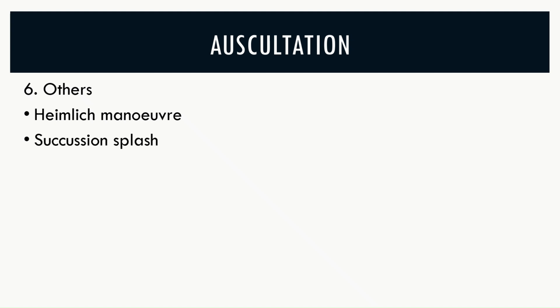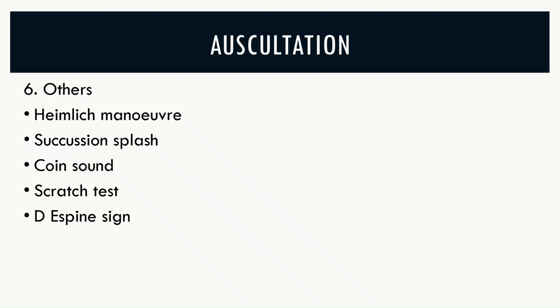Additional clinical signs include Hamman's sign, succussion splash, coin sound, scratch test, and de Musset's sign, which may help in identifying specific thoracic condition. Hamman's mediastinal crunch is a crunching sound heard in mediastinal emphysema and occurs synchronously with heartbeat.